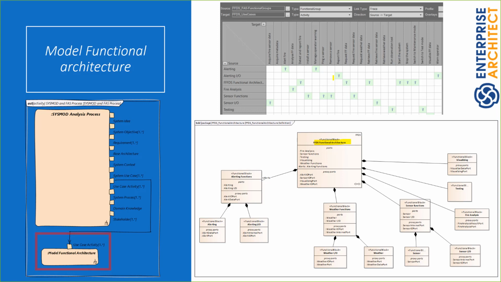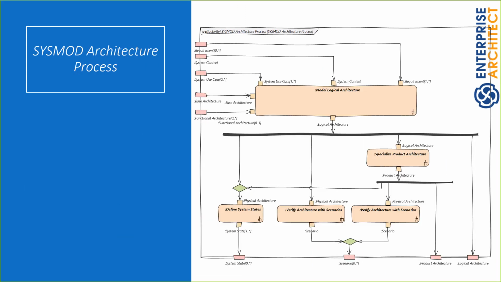This is a feature of Enterprise Architect where you see very easily that the source is something called functional groups, which are mapped to the use cases. Again, this is out of the scope of SysMOD. However, this is already implemented in Enterprise Architect as a part of the SysMOD add-in.